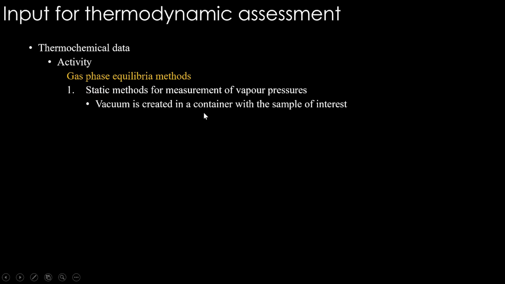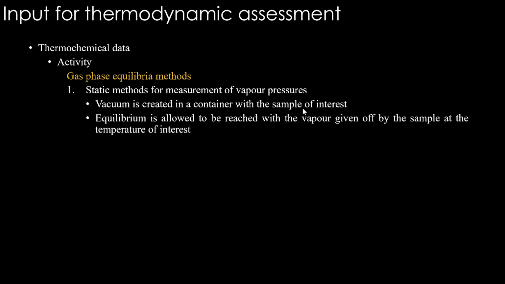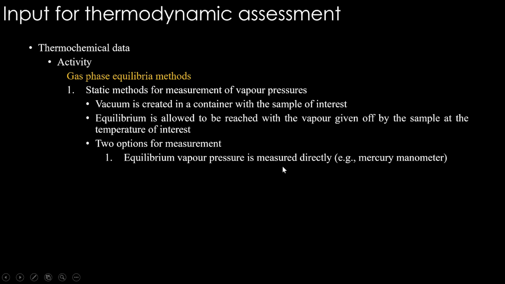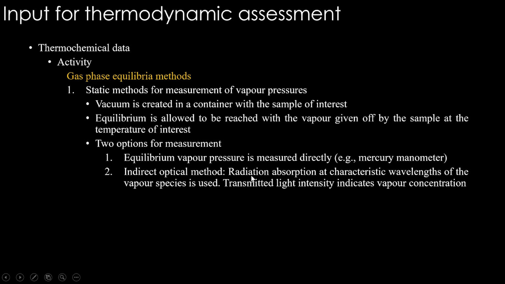It is like this: vacuum is created in a container with a sample of interest. So sample is kept in a container and it is evacuated. Then equilibrium is allowed to be reached with the vapor given off by the sample at the temperature of interest. That's all. Then two options are available to measure the vapor that is coming out. One is equilibrium vapor pressure is directly measured using manometers, and then indirect optical methods are there where radiation absorption at characteristic wavelengths of the vapor species is used. Transmitted light through the vapor. This intensity indicates the vapor concentration, basically telling you the partial pressure and activity. Right.